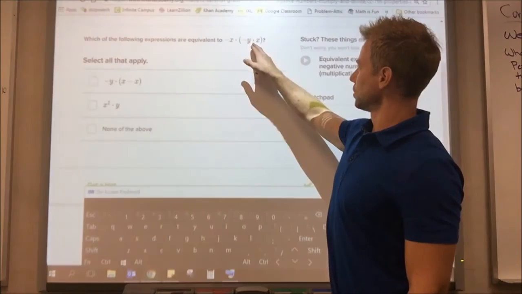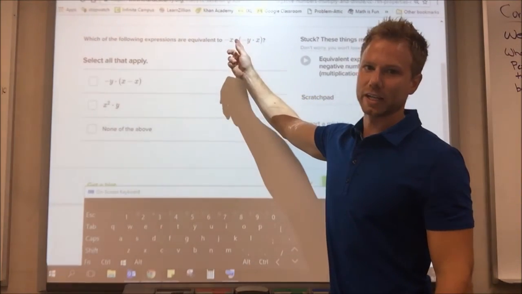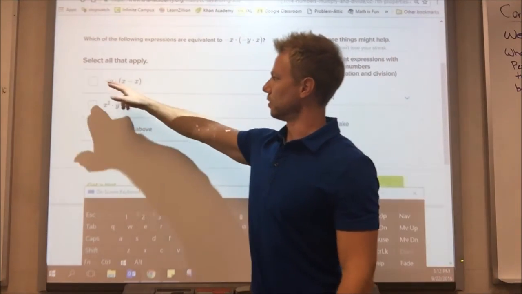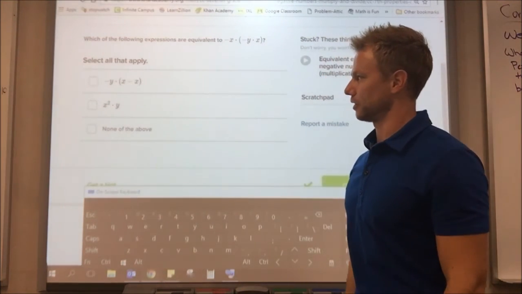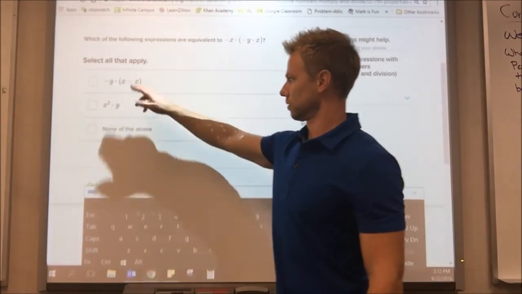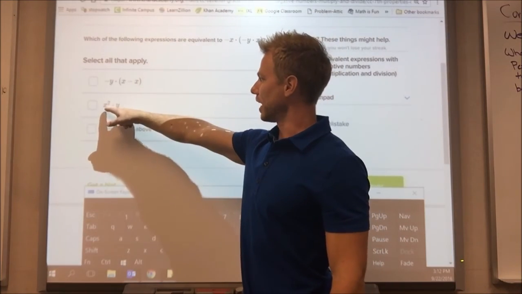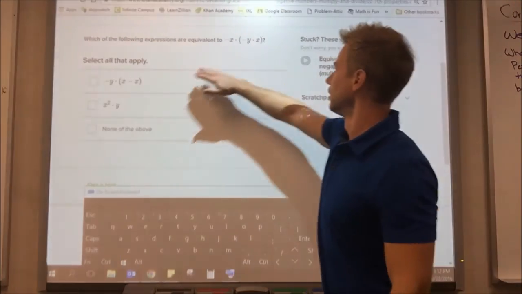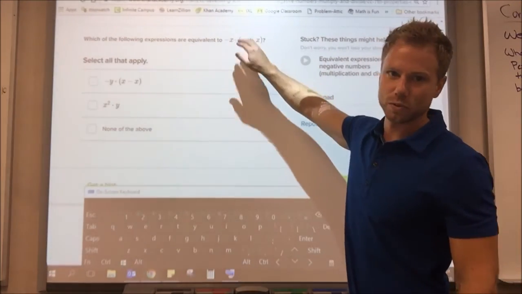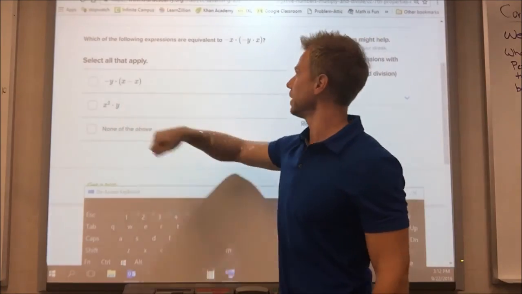Okay, again, all multiplication, an even number of negatives, so it's going to be positive. If I look at this first one, I have x minus x. I have subtraction. That's not going to work, so it can't be that one. Here I have x squared times y, and it's positive. This is an even number of negatives, which means it's positive, so this could be it.